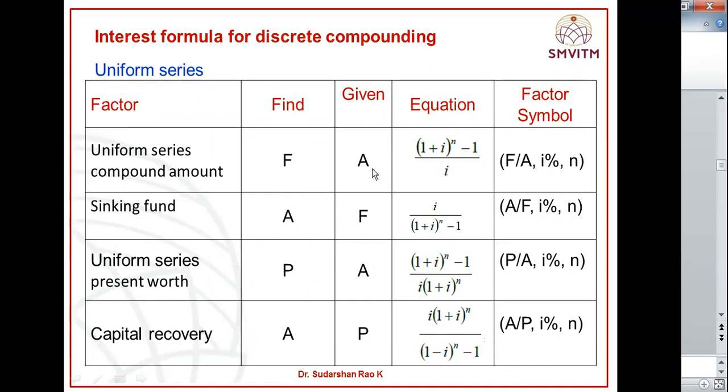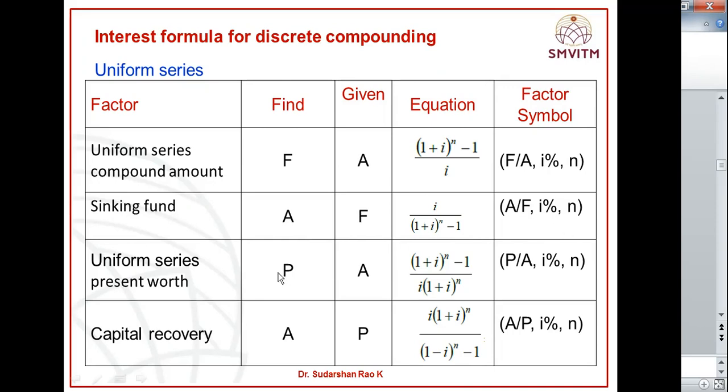Therefore, to find F for the given A, the equation is F equal to A into (1 plus i) to the n minus 1, divided by i. The factor symbol in the discrete interest factor table is F by A, i percent, n. The second one is the sinking fund factor, to find the value of A for the given future value F. That is A equal to F into i divided by (1 plus i) to the n minus 1. The factor symbol is A by F, i percent, n.